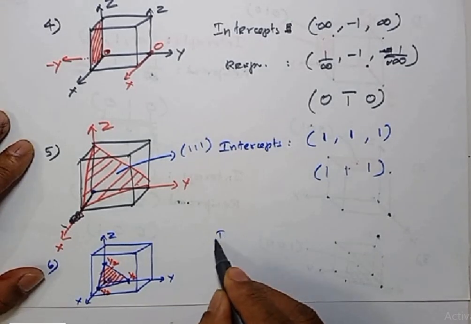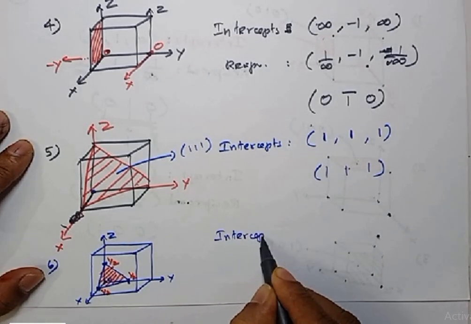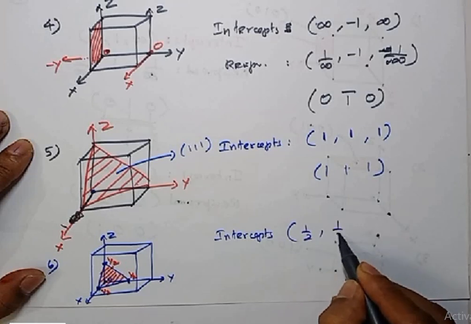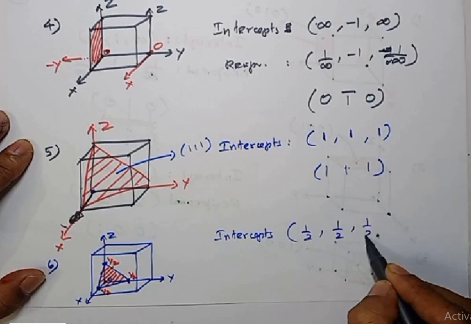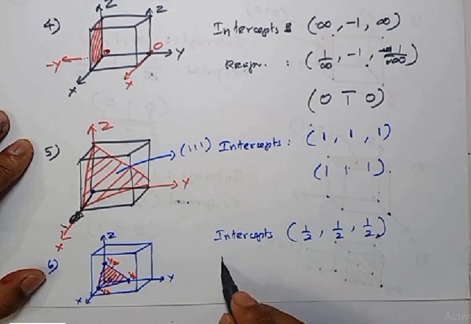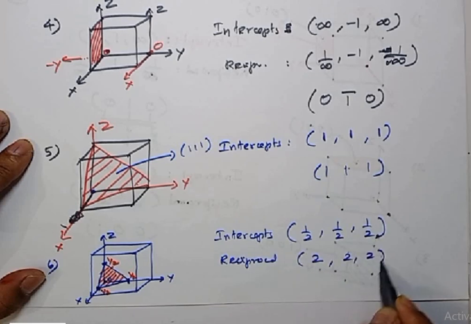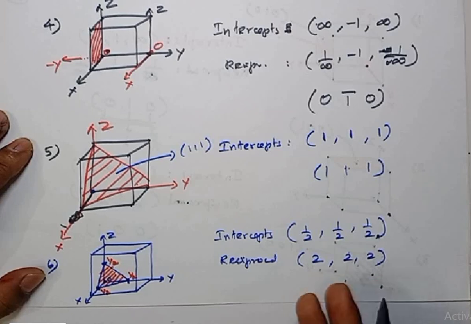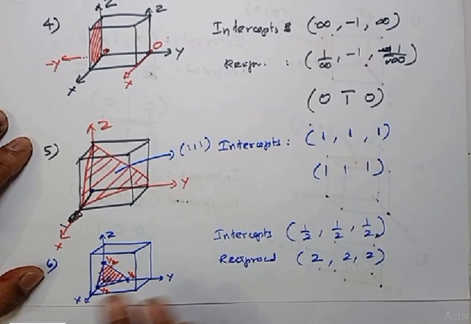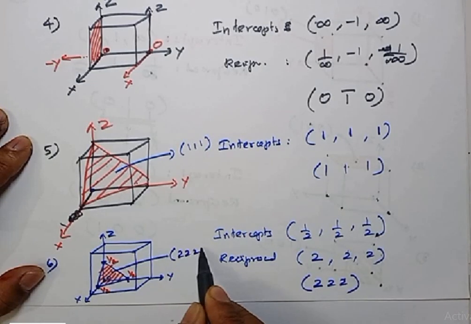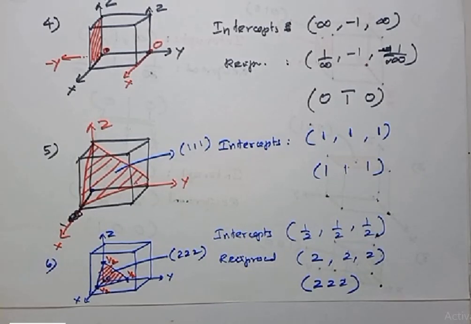See, first you find out the intercepts. Intercepts are given here as 1 by 2 along x-axis, 1 by 2 along y-axis, and 1 by 2 along z-axis. Now take the reciprocal. We'll get 2, 2, 2. There is no need to find fractions and all. It is already in whole number. So the plane is represented as 2, 2, 2 plane. Okay, this plane is called 2, 2, 2 plane. Right? Take that.